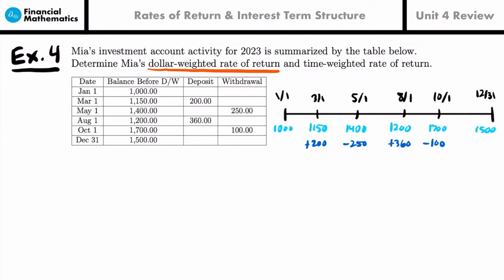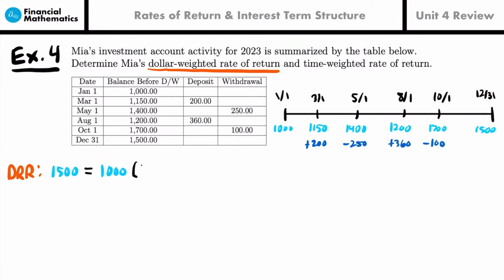Let's find that first. For the dollar-weighted rate of return, what we do is we take the end balance and we set it equal to all of the cash flows made throughout the year, as well as the initial account balance accumulated to the end of the year. All right, so here's what that looks like. We'll have 1,500 is equal to the initial account balance of $1,000, but accumulated for the whole year using simple interest, right? Remember that a dollar-weighted rate of return works with simple interest.